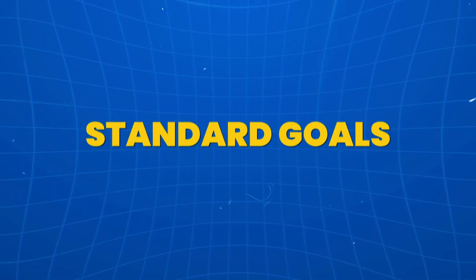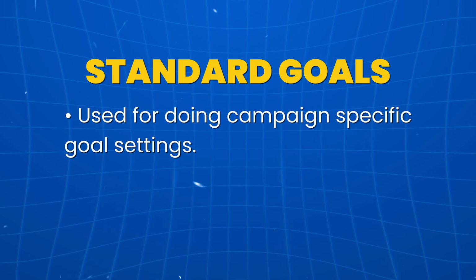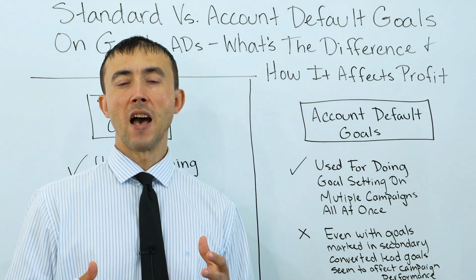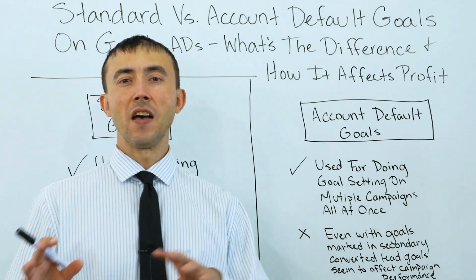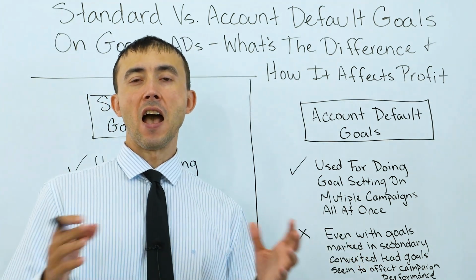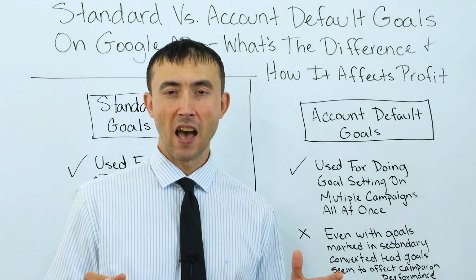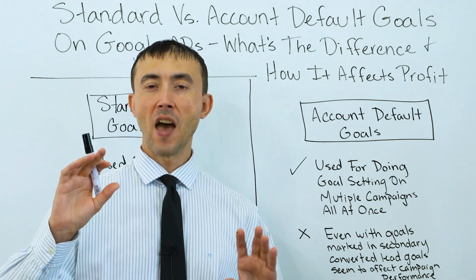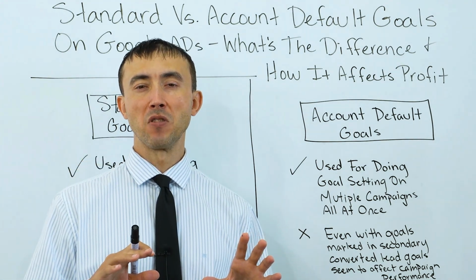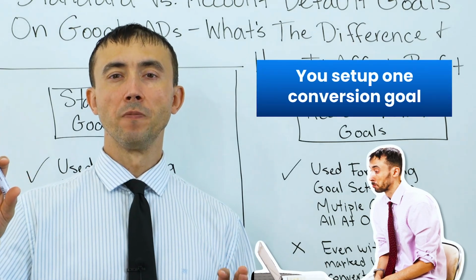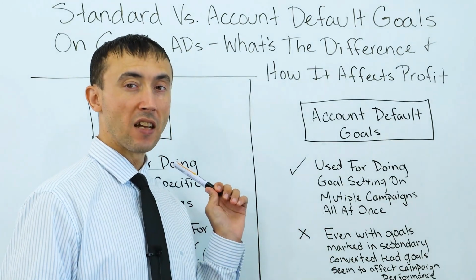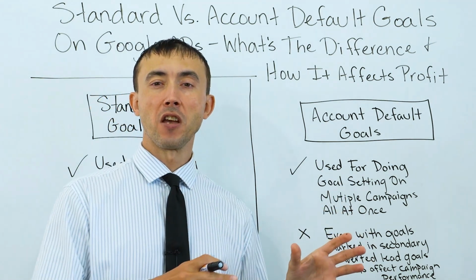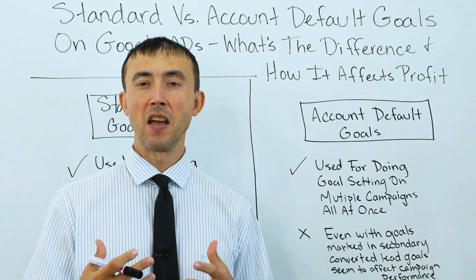Standard goals, okay, just to let you know, are used for doing campaign-specific goal settings. You could set up a conversion goal in your Google Ads account under the conversion menu, and that can apply to all campaigns in your account. I actually recently had a commenter on this channel ask, hey, do you need conversion goals for every campaign? No, you do not. You set up one. If every campaign is going to optimize for the same thing, you set up one conversion goal for the account, which could technically be standard or an account default goal, and with that, you could apply it to all your campaigns. You wouldn't need a separate goal for each campaign, just to state the obvious up front.